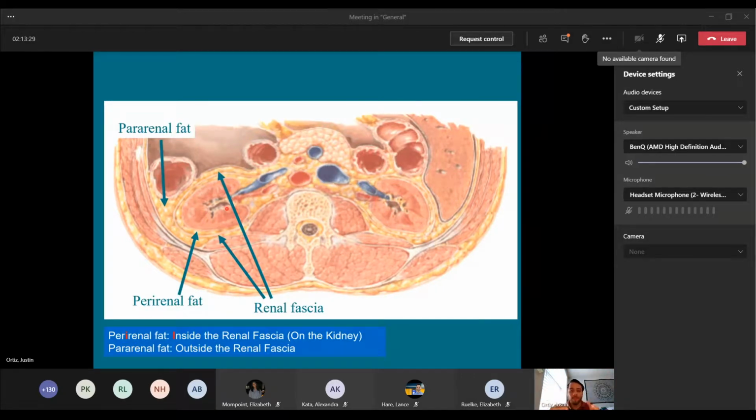So maybe that'll help you remember that it's going to be associated with being on top of the kidneys, right? So basically, you have your kidneys, then you have your perirenal fat, then you have your renal fascia, then you have your pararenal fat. So again, kidneys, perirenal fat, renal fascia, and then you're going to have your pararenal fat, right? So just so you don't get confused, maybe this will help. Perirenal fat, the I is going to be inside the renal fascia, so it's going to be on the kidney, right? And then pararenal fat will be outside the renal fascia.